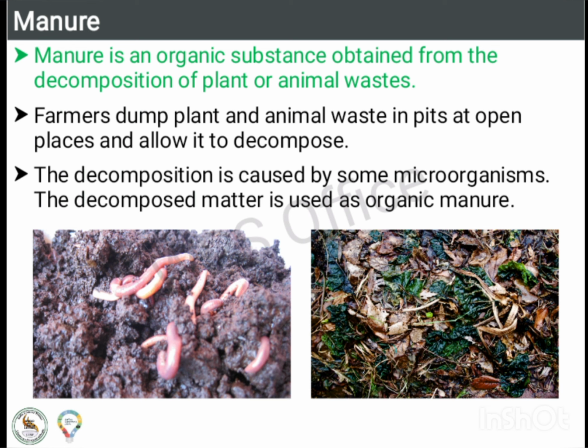Manure. Manure is an organic substance obtained from the decomposition of plant or animal wastes. Farmers dump plant and animal waste in pits at open places and allow it to decompose. The decomposition is caused by some microorganisms. The decomposed matter is used as organic manure.